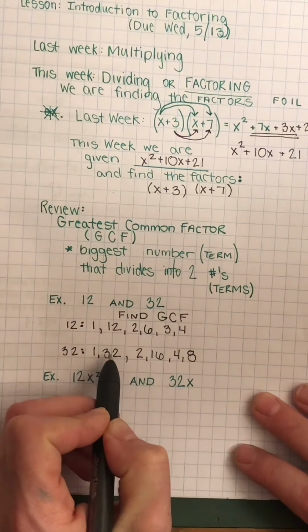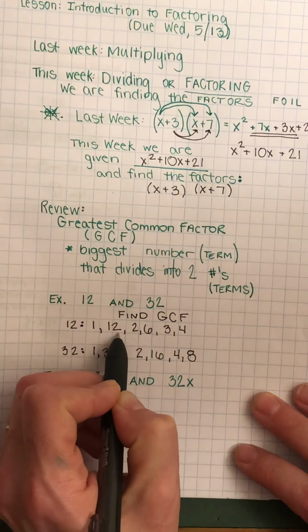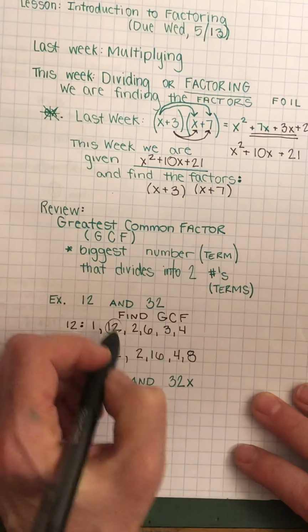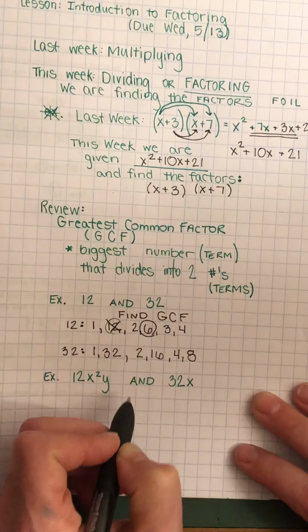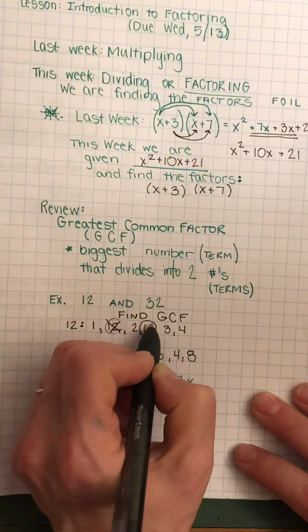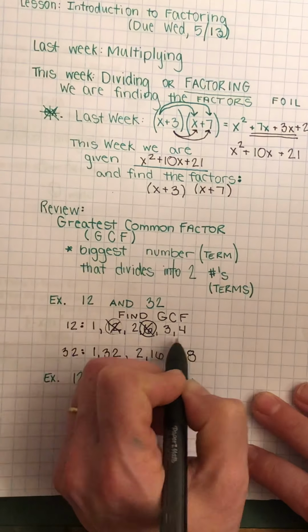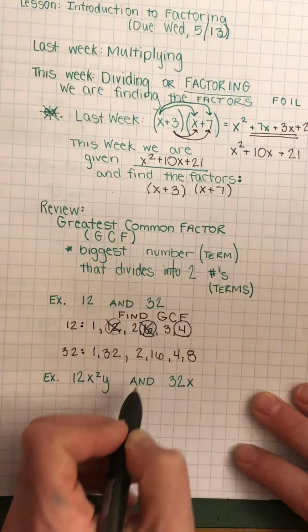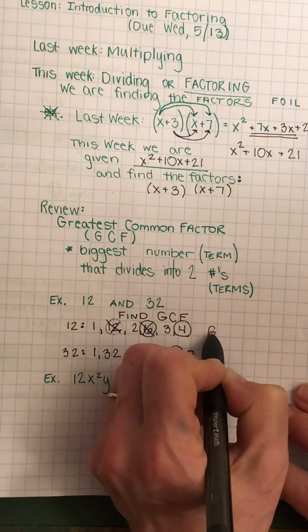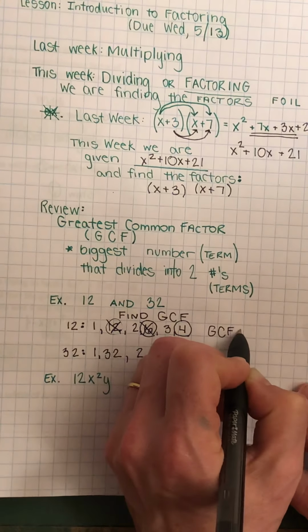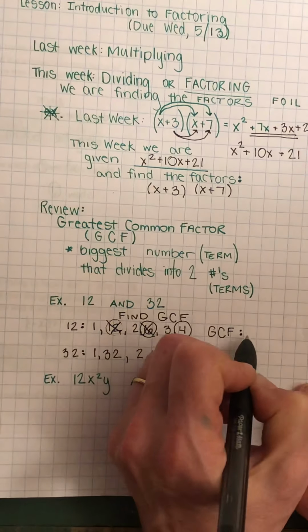So we look, and what's the greatest common factor? Well, the biggest one up here is 12, but it's not down here. Our next greatest is 6, but it's not down here. Our next greatest number is 4, and 4 is right here. So the GCF of 12 and 32 is 4.